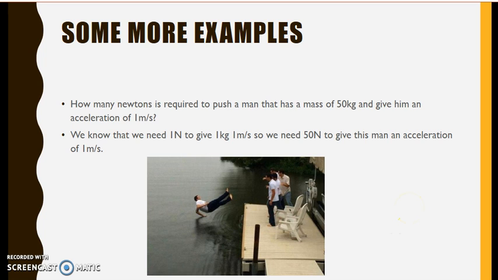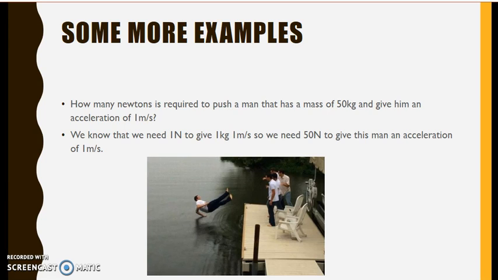Alright, next. Some examples. How many Newtons is required to push a man that has a mass of 50 kg and give him an acceleration of 1 meter a second squared? We know that 1 Newton is needed to give 1 kg an acceleration of 1 meter a second squared. So we need 50 Newtons to give this man an acceleration of 1 meter a second squared. Why? Because this man is 50 kg, so therefore we need 50 Newtons.